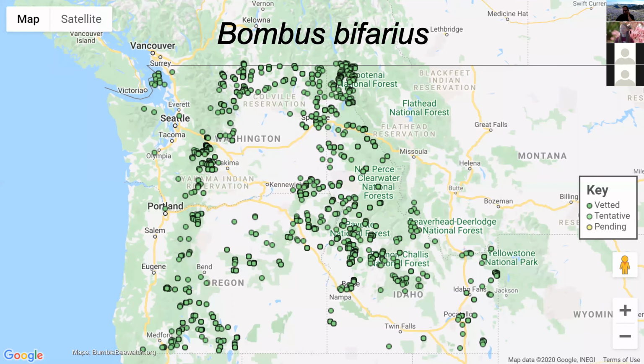This species is incredibly common in the mountains and throughout much of the area. This is the most common bumblebee we've observed in the Pacific Northwest so far with the Atlas project.